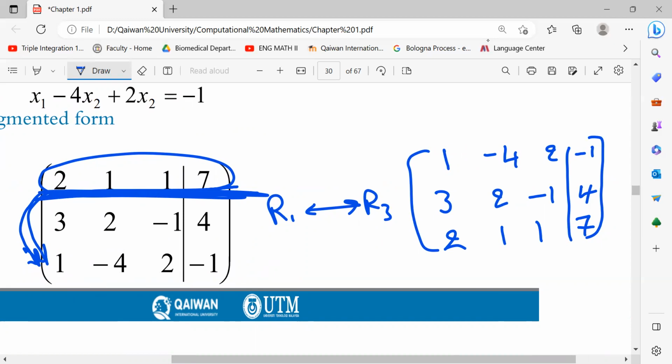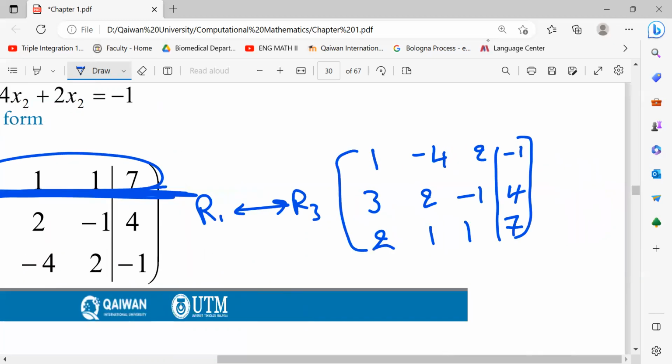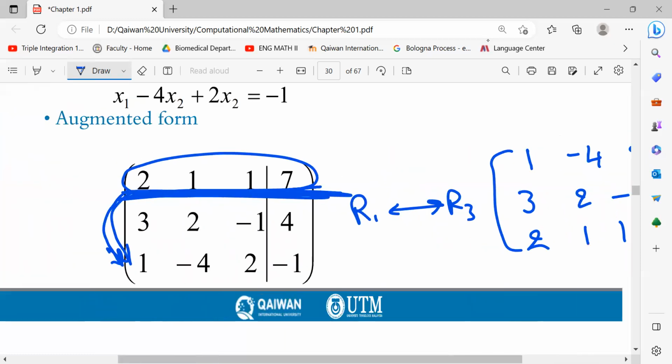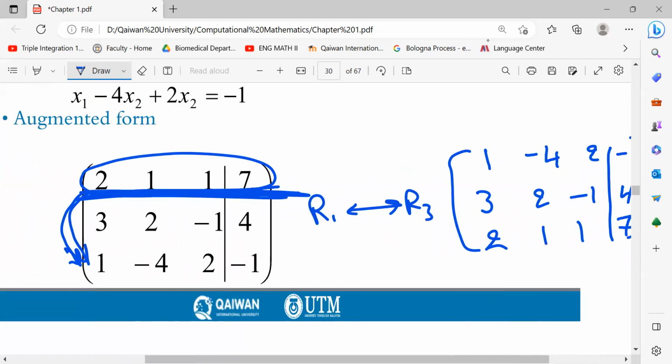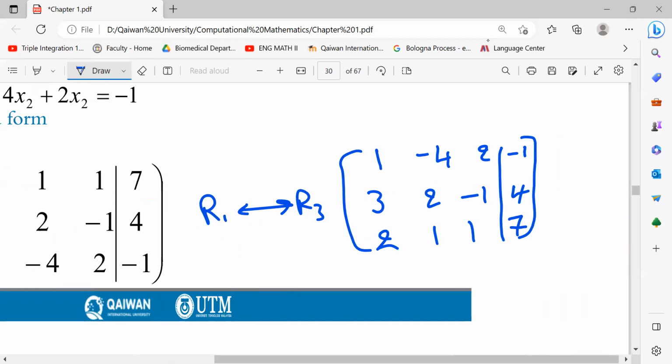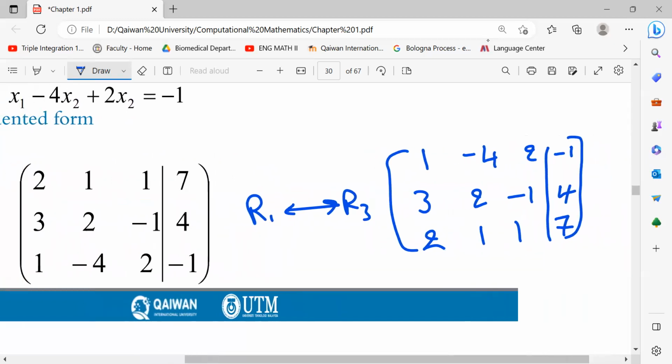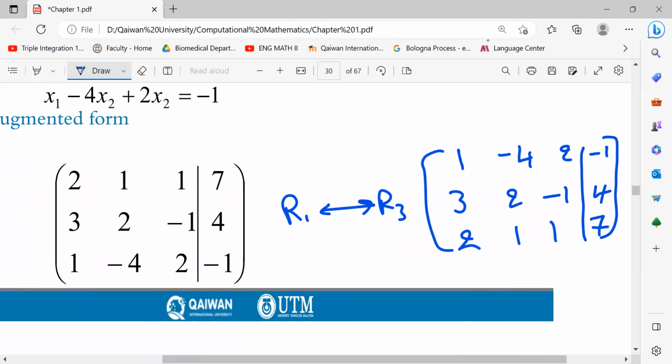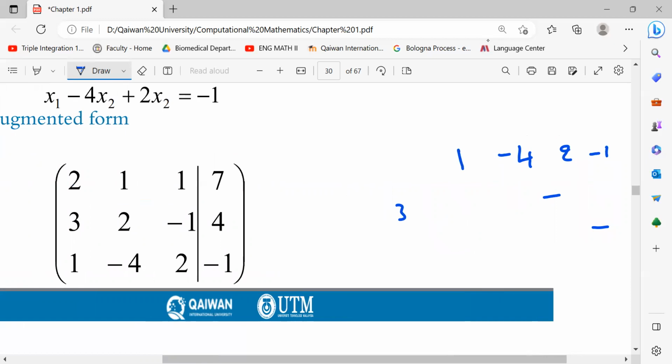Can we do more swapping? Yeah. You can do more interchanging of rows. Okay? You still can interchange 2 more rows. That's it. It is the first operation that you could do on matrices.